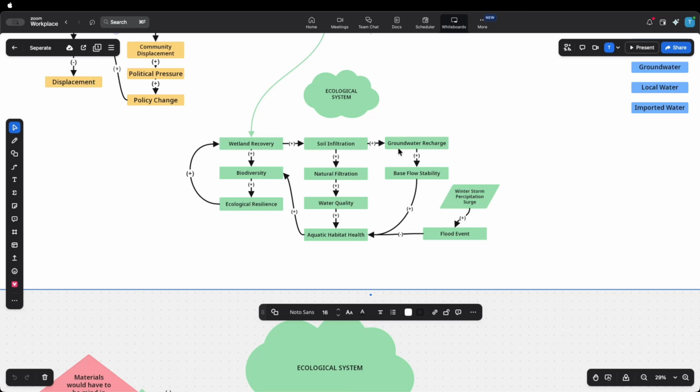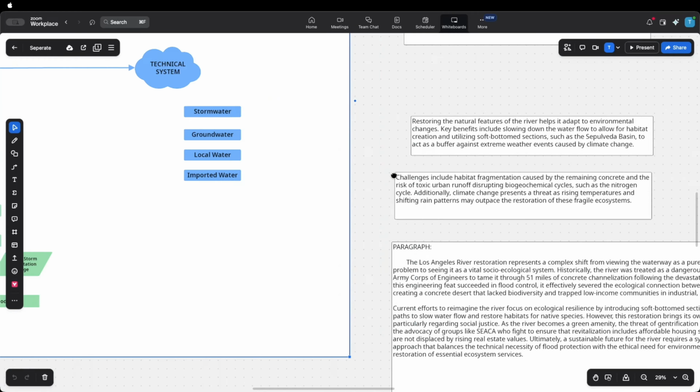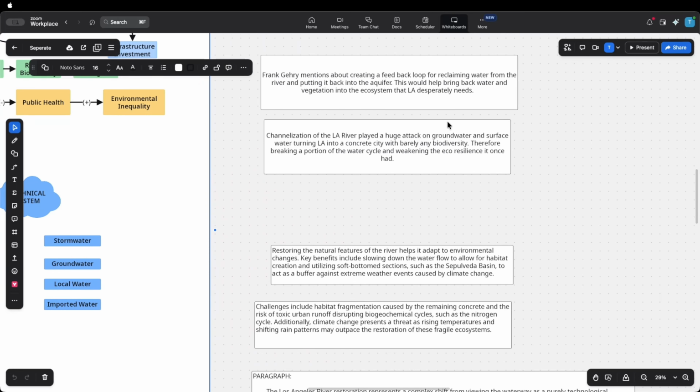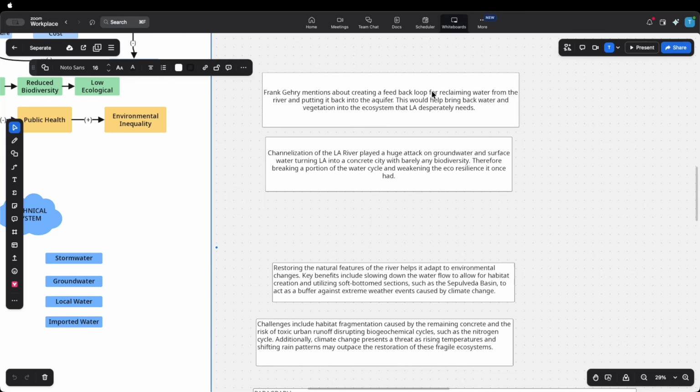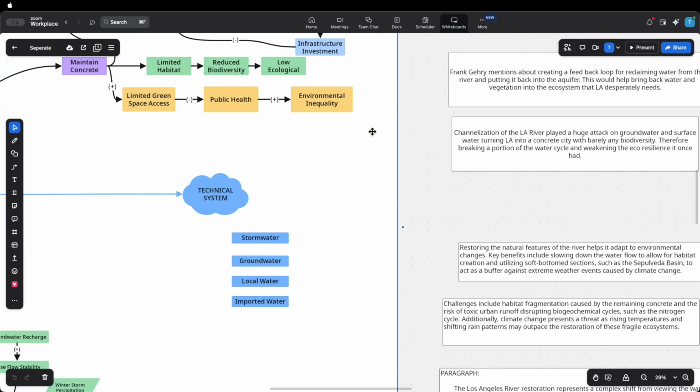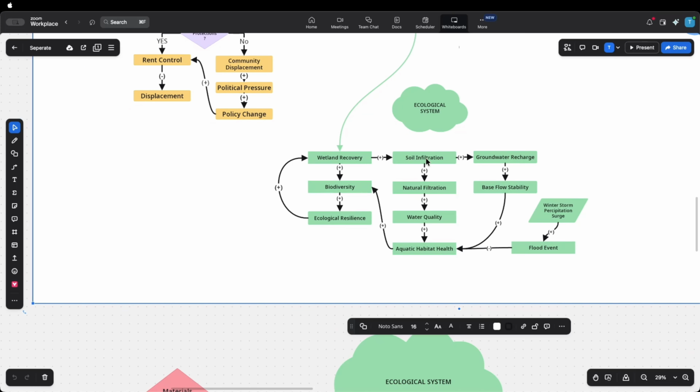So yeah, this is the aquifer. So now we've actually already done that, but there's a whole route, base flow, boost the base flow, aquatic habitat health, and it makes the wetland bigger and stronger, and it will only add to the groundwater. So we'll only add to the aquifer. So that is a feedback loop for reclaiming water from the river. We are reclaiming the water from the river. That's this entire thing. Okay, that's it.